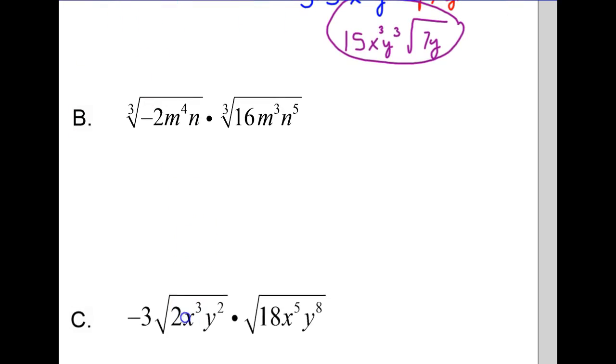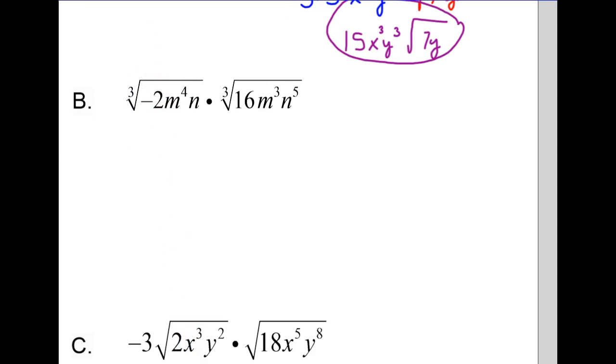If we look at B, I'm going to do the same thing that I did earlier. I'm going to be wary of cube roots, so I'm going to really factor these things down. I'm going to put this all underneath one radical. And 2, there's my minus 2. 16 is 2 to the 4th power: 1, 2, 3, 4. So I've taken care of those. And then I've got m to the 4th and m cubed. That's m to the 7th. And I've got n to the 1st, n to the 5th, which gives me n to the 6th.